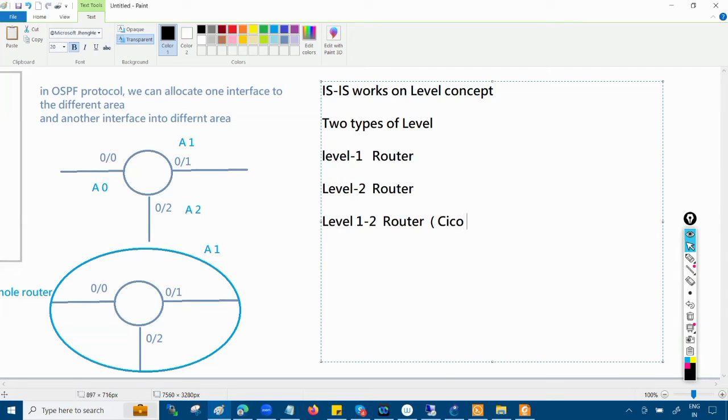Hold on, right? You will get to know why it's the default behavior. Why is label 1 not the default behavior? Why is label 2 not the default behavior? Have some patience with ISIS. You will get to know each and everything.